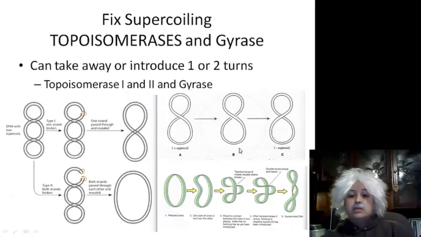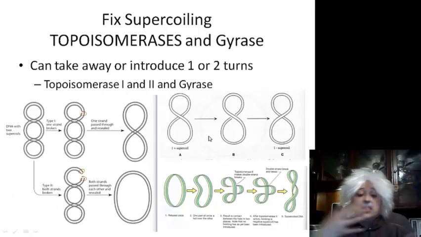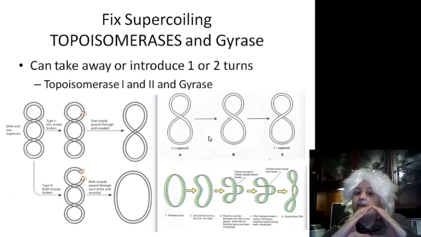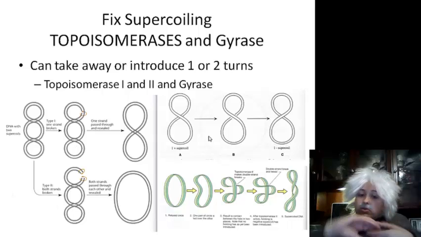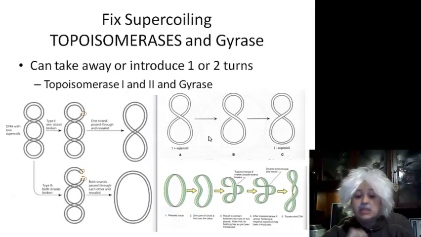So, we can also add in twists. After it is done replicating, it needs to go back into that condensed form. So, we are going to add twists to condense it.